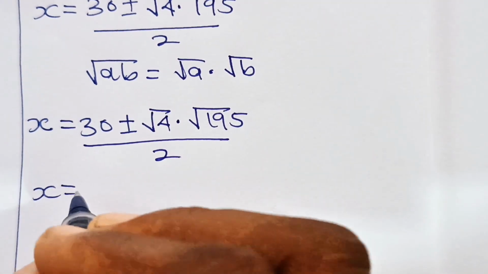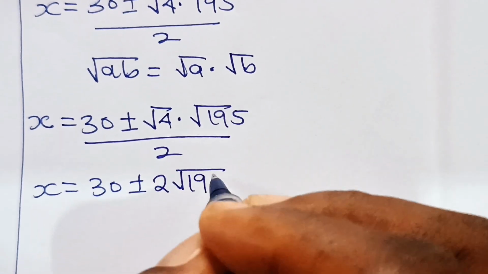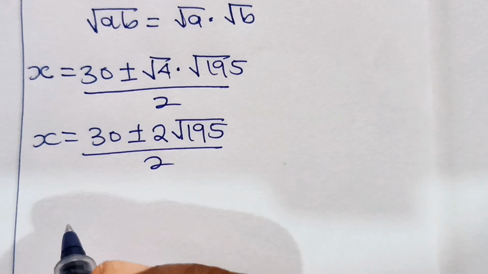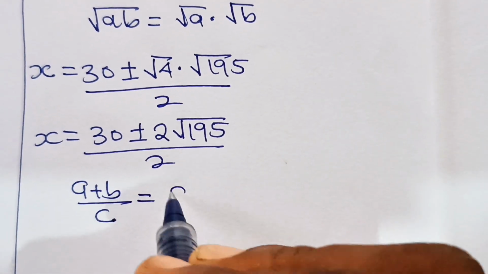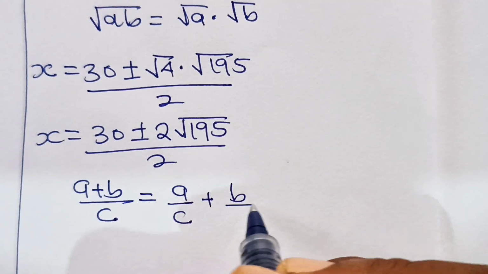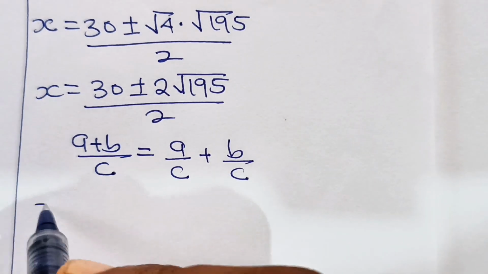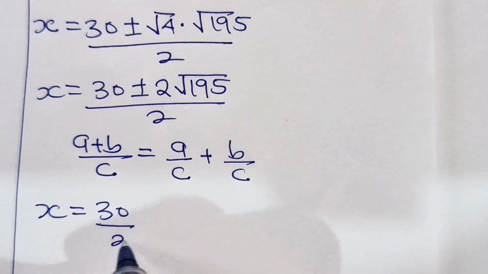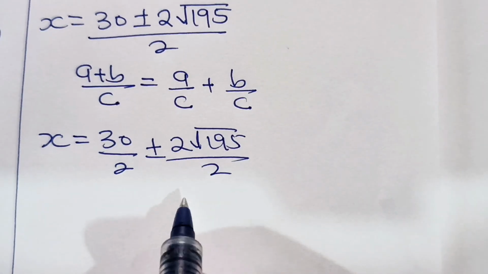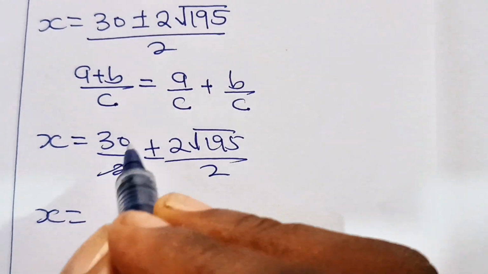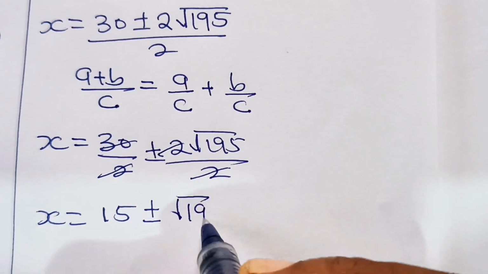So we have x is equal to 30 plus or minus the square root of 4, which is 2, times root 195, everything divided by 2. Now recall that a plus b divided by c is the same thing as a divided by c plus b divided by c. So we can write this as x is equal to 30 divided by 2 plus or minus 2 root 195 divided by 2. So x is equal to 15 plus or minus, since the 2s divide out, we are left with root 195.